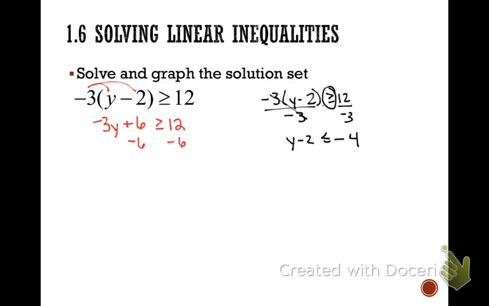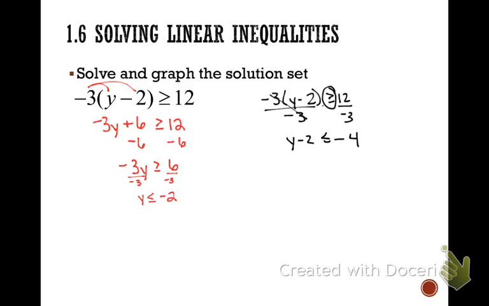Subtract 6. So negative 3y is greater than or equal to a positive 6. Let's finish this one out. What am I going to do with the negative 3y? Divide by a negative 3. So y is less than or equal to negative 2.